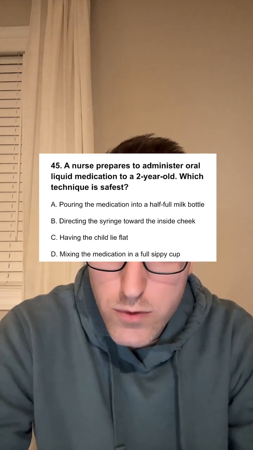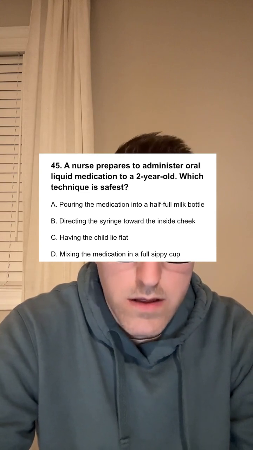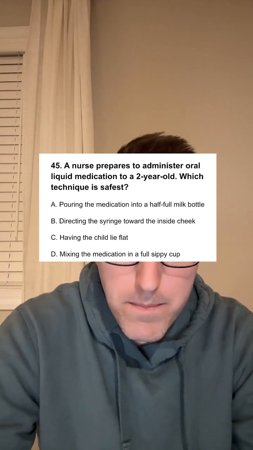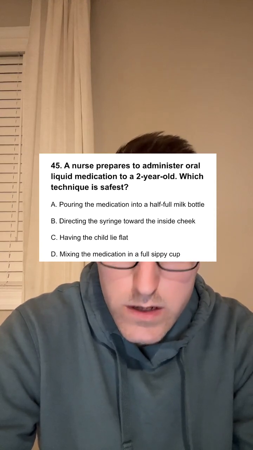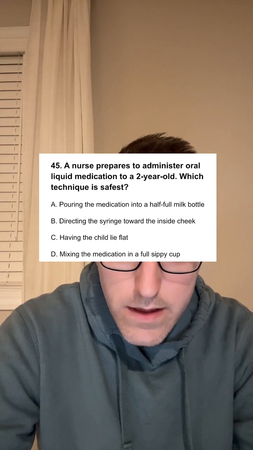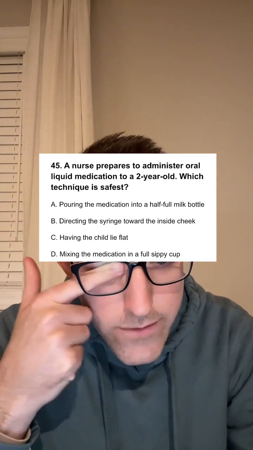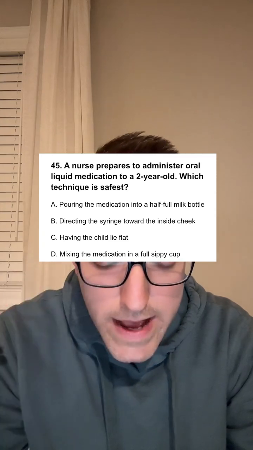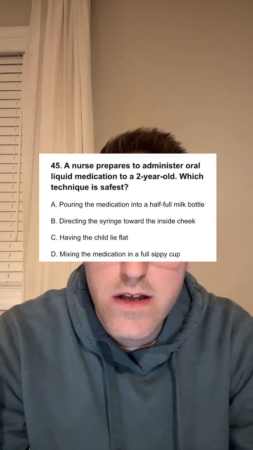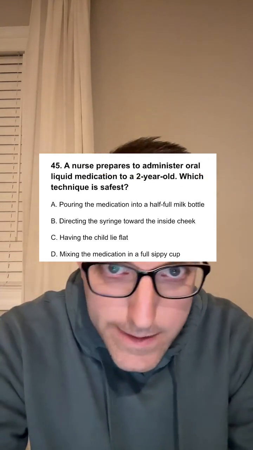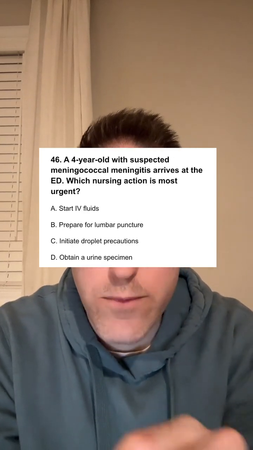Which is the safest? The majority of you are saying B, directing the syringe toward the inside of the cheek. That is the correct method here, all right, because that will reduce aspiration risk and improve swallowing control, okay? Don't do A. If the child doesn't drink the full bottle, the dose is inaccurate. For C, flat positioning is obviously going to increase risk for aspiration. And D, well, the full cup decreases dosing accuracy, okay? All right, good job.